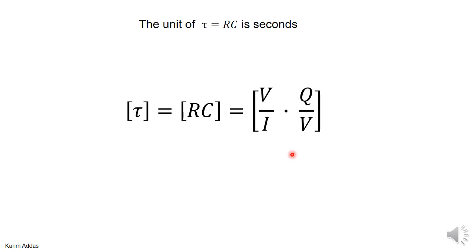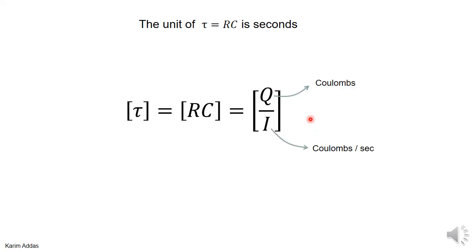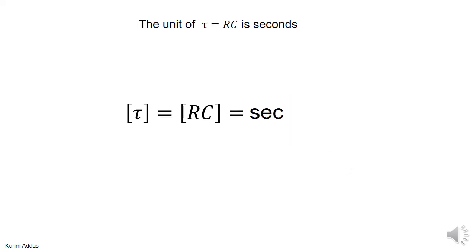Now, to get back to the issue of why R times C has units of seconds: well, resistance is potential over current, and capacitance C is equal to Q over V. The V's will cancel. You get something that has units of charge divided by units of current. Now, charge is in coulombs and current is coulombs per second. So you can see that the coulombs will cancel, and 1 over second gives you units of seconds. So R times C has units of seconds.